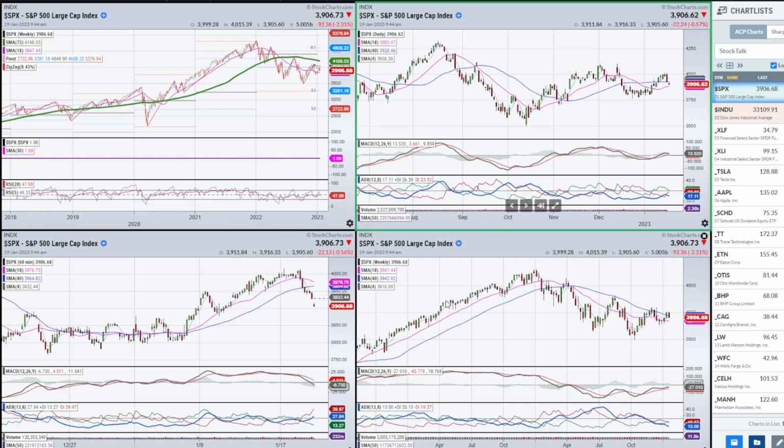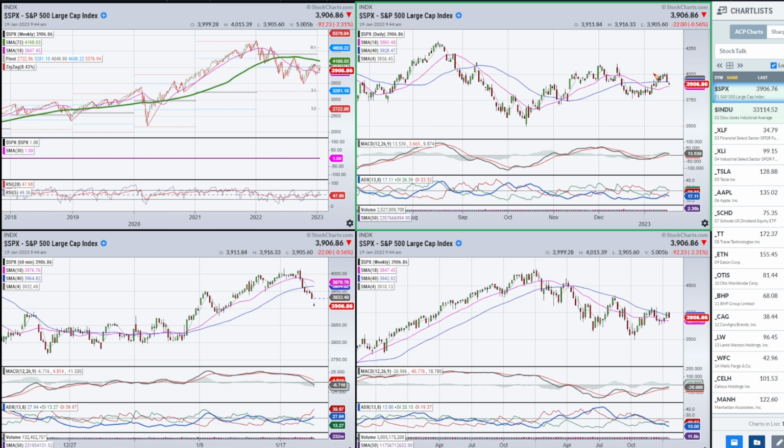So before I get into the requests, I am going to go through the S&P. I want to touch on the Dow and look at a few of the sector ETFs as well. So let's just look at this S&P, and I actually have an hourly chart in the bottom left instead of the monthly because I want to point something out here.